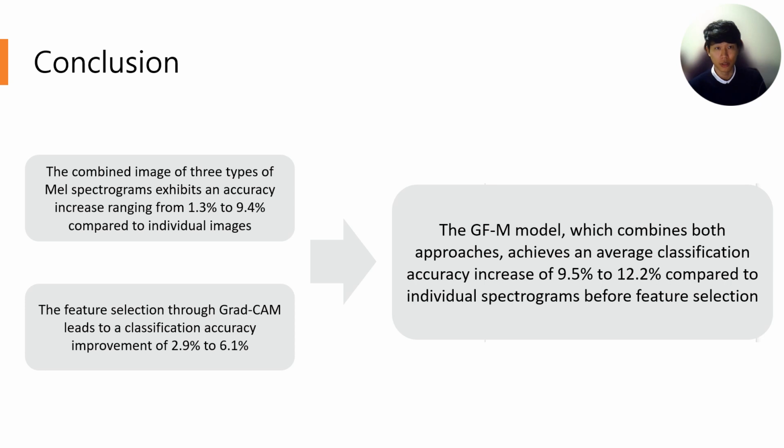So, here is our conclusion. Through the result of the experiment, we find the combined image of three types of male spectrograms exhibit an accuracy increase ranging from 1.3% to 9.4% compared to individual images. And the feature selection through Grad-CAM also led to a classification accuracy improvement of 2.9% to 6.1%. The GFM model, which combines both approaches, achieves an average classification accuracy increase of 9.5% to 12.2% compared to individual spectrograms before feature selection.